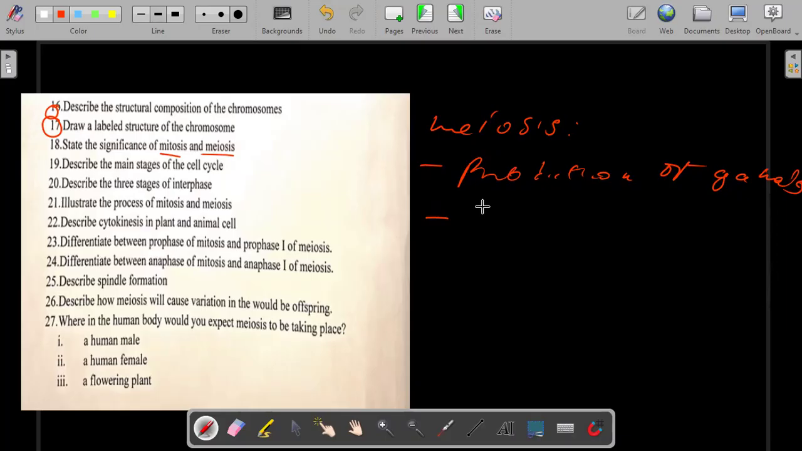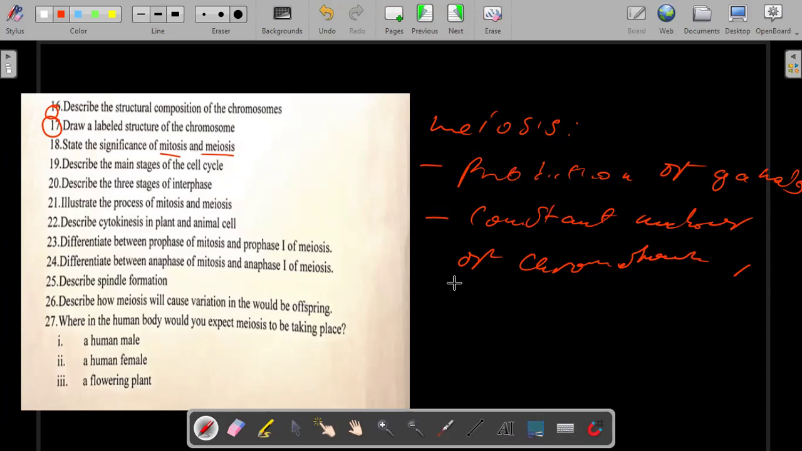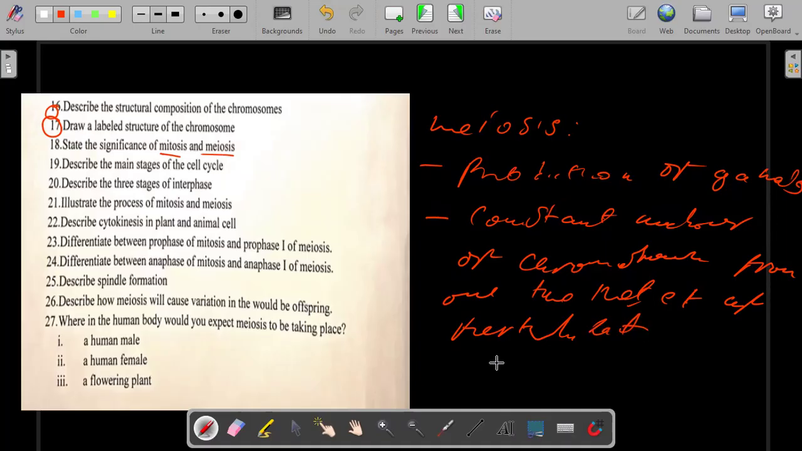Okay, so maintenance of a constant number of chromosomes from one generation to the next, after fertilization. That's the other importance of meiosis.